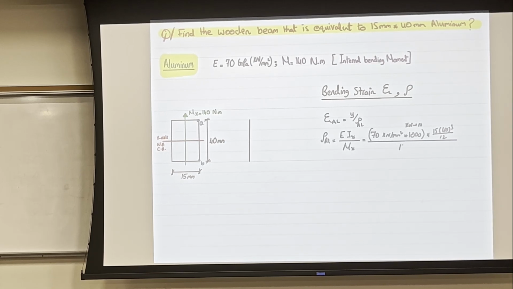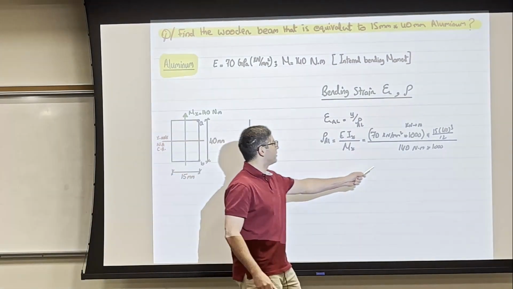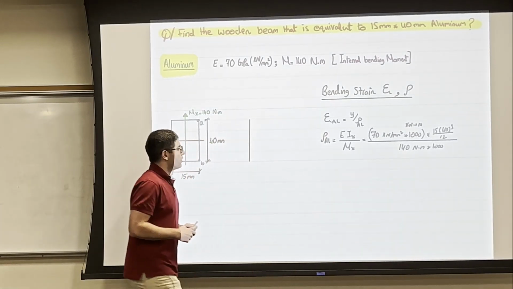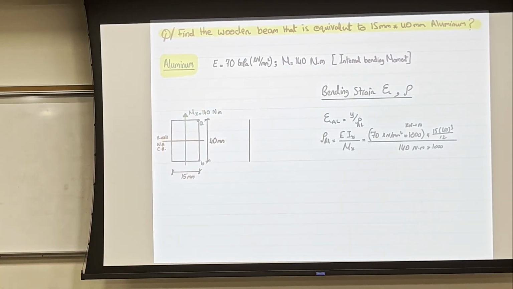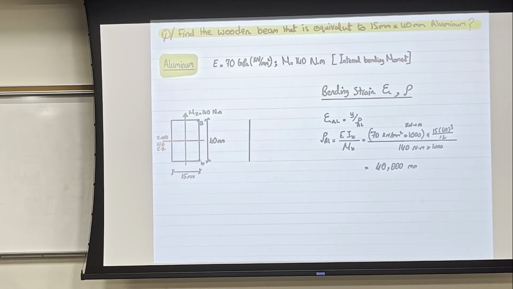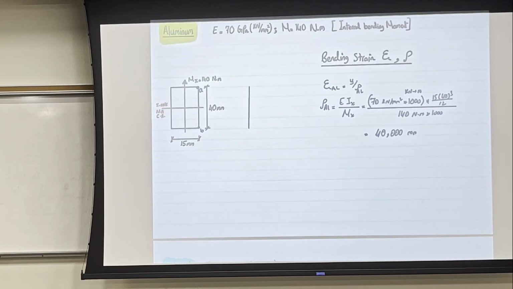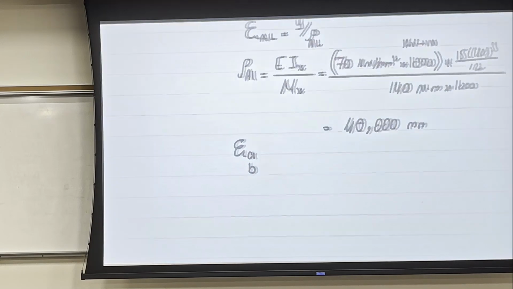Over M sub x, and M sub x here is given. It is 140 newton meter. And I'm going to multiply by 1,000 to convert this meter to millimeter. Okay? I'm going to end up with a rho equal to 40,000 millimeter.